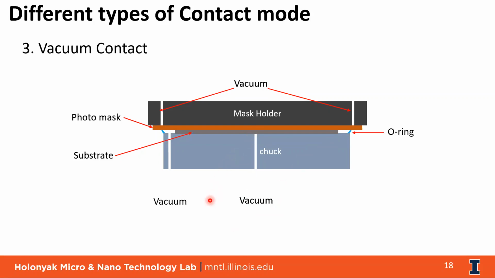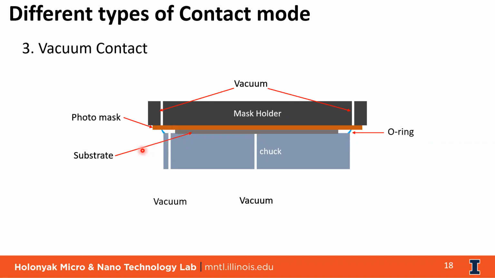The next one is called vacuum contact. If you are going to use vacuum contact, make sure you use an O-ring on the wafer chuck. The chuck will have two different vacuum lines, one at the boundary and one in the center. One is used to hold your wafer during the process, and the other will create a vacuum between the mask and substrate during the exposure.